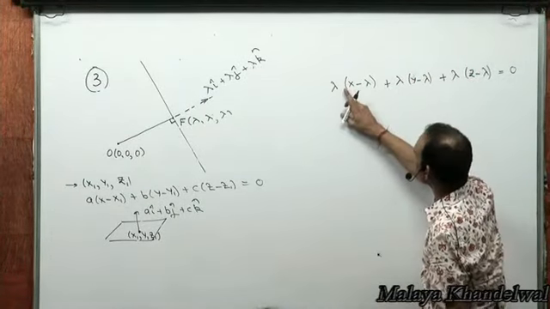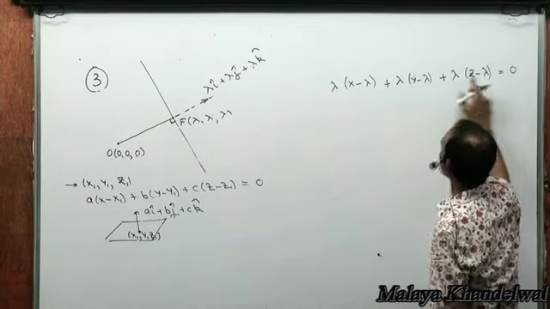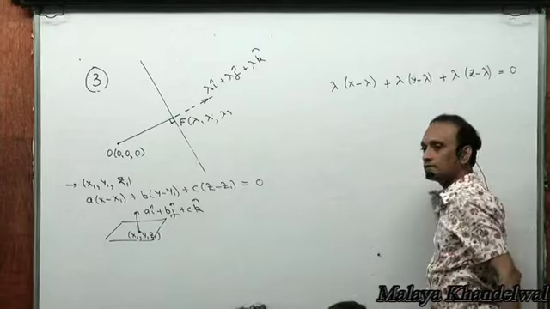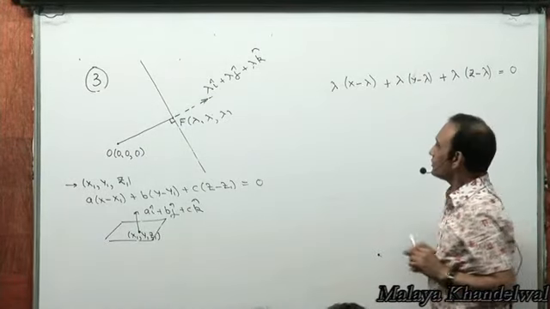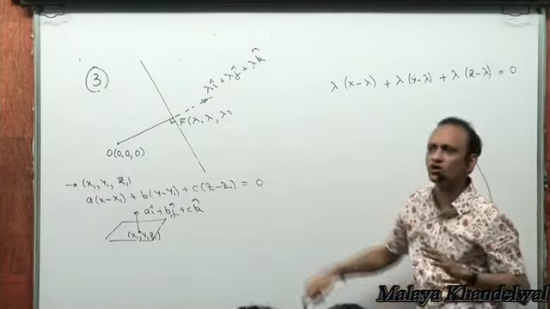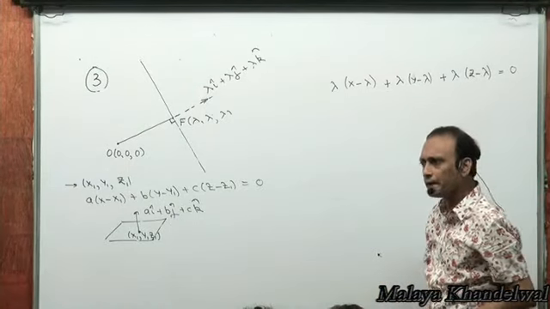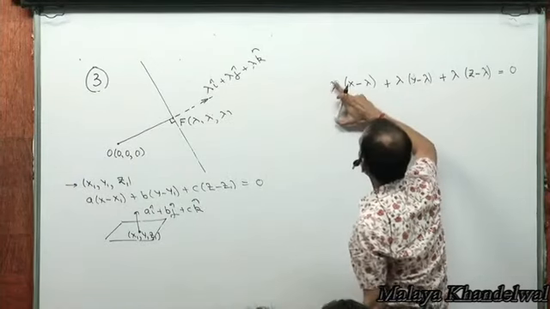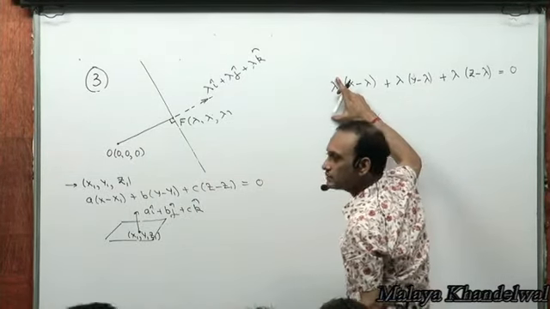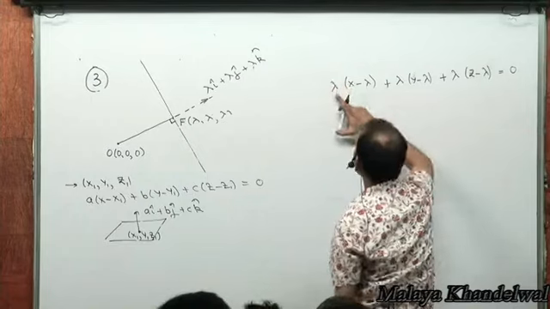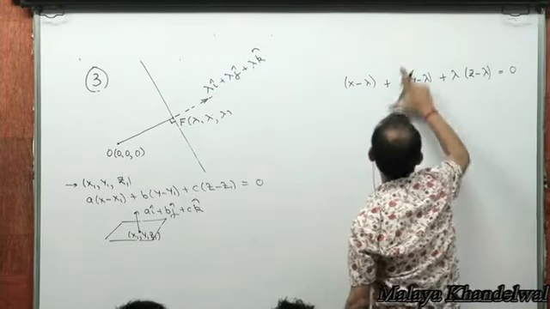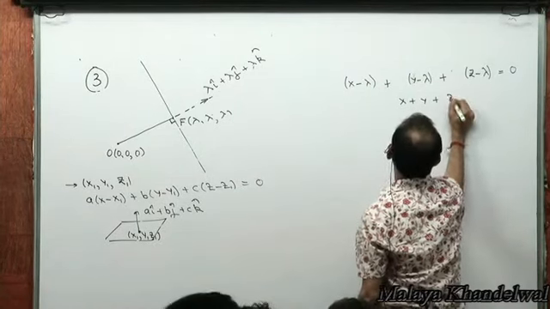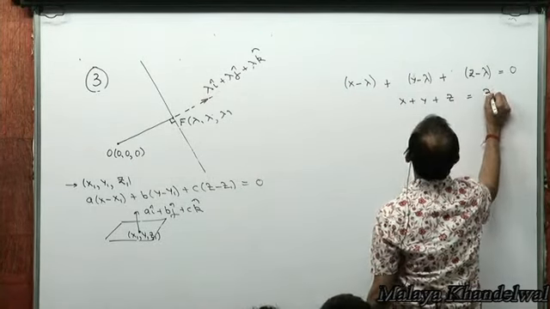See, the normal to this plane is what? Lambda i cap plus lambda j cap plus lambda k cap. And do you realize this plane passes through lambda, lambda, lambda? So that's this plane. Yes or no? So, I can divide by lambda. Lambda is not zero, right? So if I divide by lambda, I get x plus y plus z equal to 3 lambda.